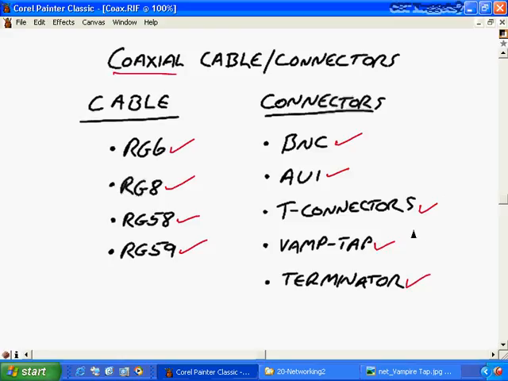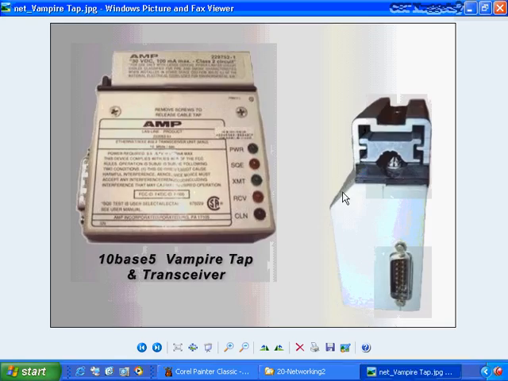I'm a little out of order, but let's also talk about a vampire tap. This sounds just exactly like what it is. It uses kind of a long tooth here to poke into the actual core of a coax cable. And so what would happen here is we might put our backbone through here, and this is just a side view of this same device. These are both the same device, just different perspectives. And we'd put our coax cable right in here, and then you tighten down this clamp on top of it, and then there's a tooth right there that pierces into the coax cable.